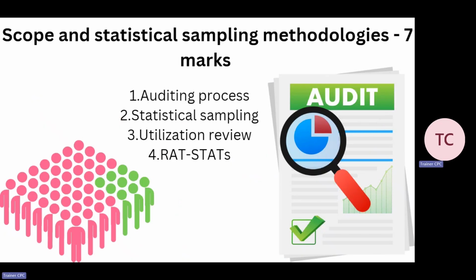Okay. So next, coming to auditing, that is scope and statistical sampling methodologies. From this, you will be getting 7 MCQs. Coming to the topics covered under this, we'll discuss audit. What is meant by audit? And what are all the different types of audit? Because we have different types of audit: internal audit, external audit, prospective audit, retrospective audit. So like this, we have different types of audit. We will discuss the types of auditing in detail.